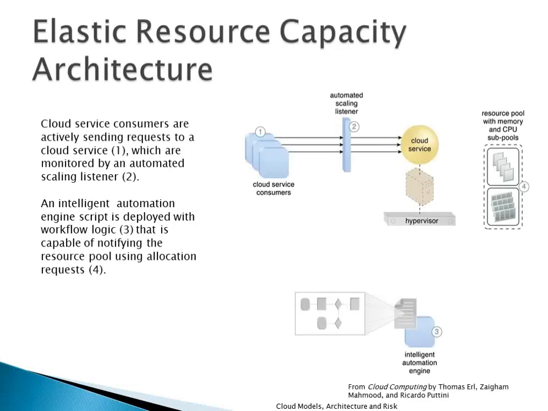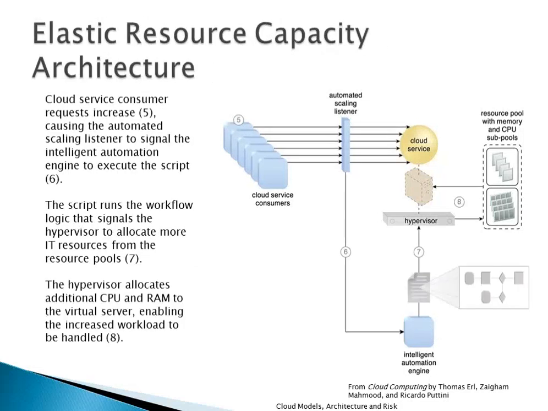Okay, so the way this one works is, we're sending requests through to a cloud service. We've got our scaling listener listening to it, and we have an intelligent automation engine with a script that's deployed with some workflow logic that monitors the resource, right? And it's capable of letting the resource pool know when we've got an allocation request.